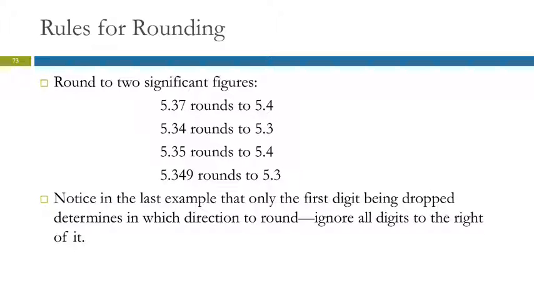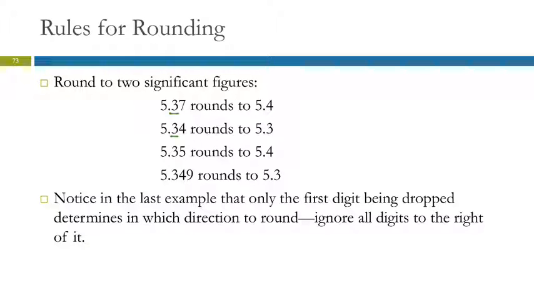Okay, so more rounding. We're instructed to round each of these numbers to two significant figures. So we're going to keep the ones place and the tenths place. So in this first one, we're keeping the 3. The decider is the next digit, 7. 7 is 5 or greater, so we round this up and we write 5.4.